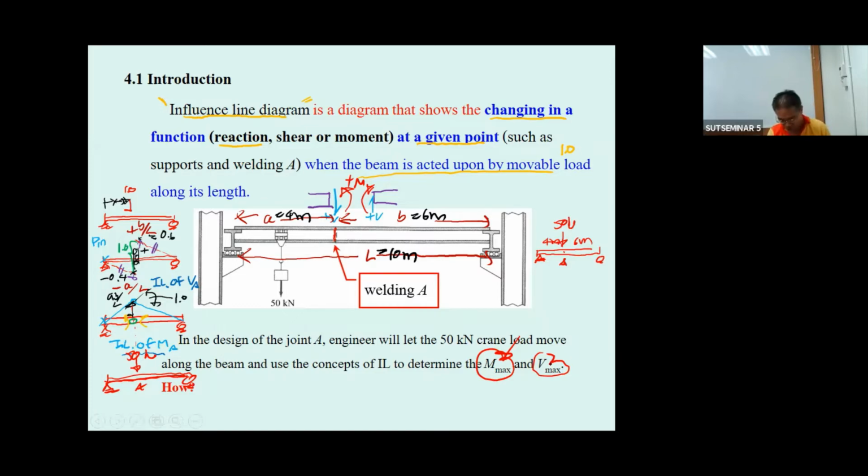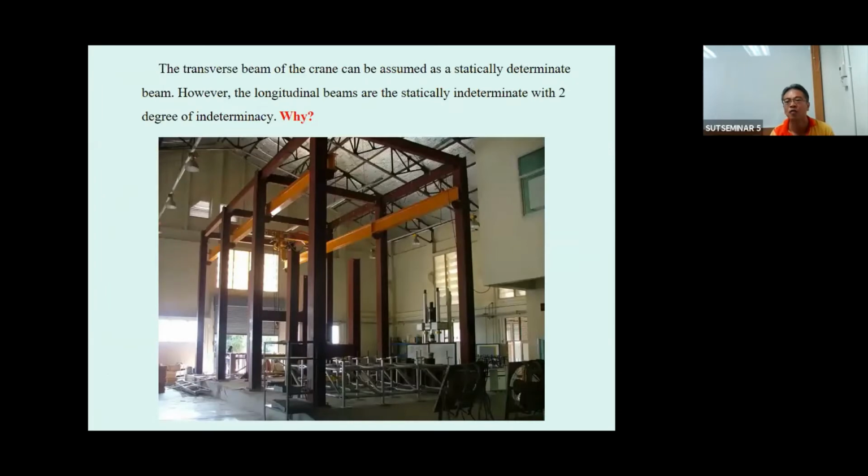This is the example for using the influence line diagram based on the knowledge that we learned from the theory of structure. That's going to be this kind of crane. Okay, you can find this crane at our F4 building. This crane is going to be statically determinate beam. Okay, the transverse beam of the crane can be assumed that, and we discussed this already.